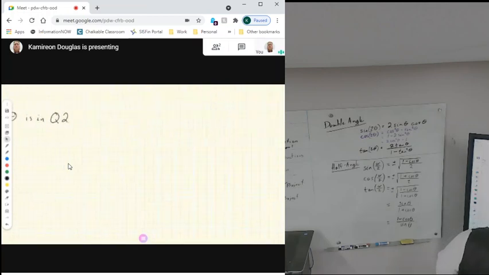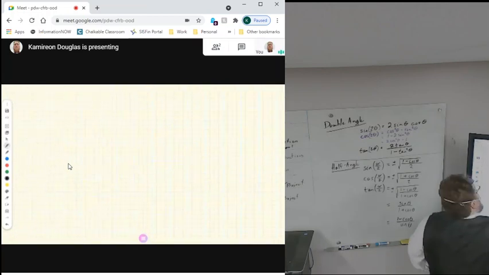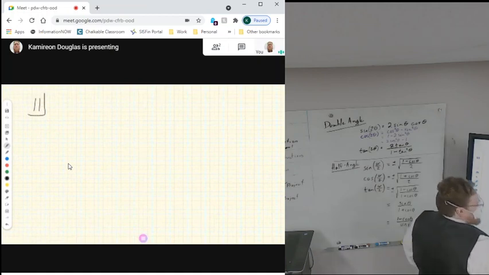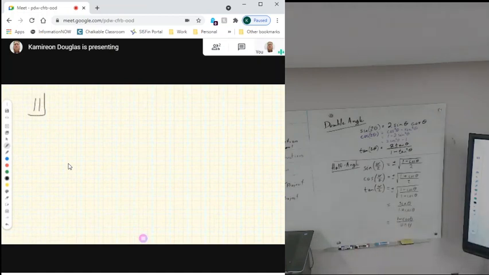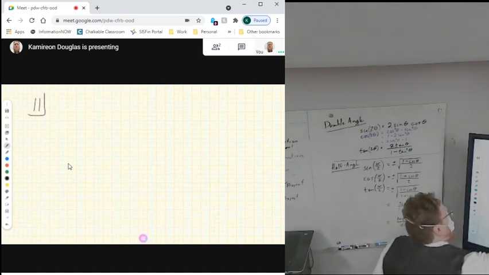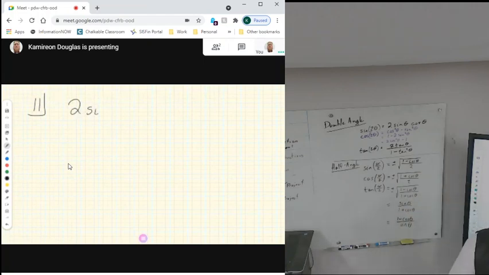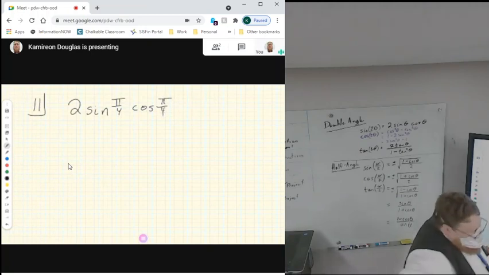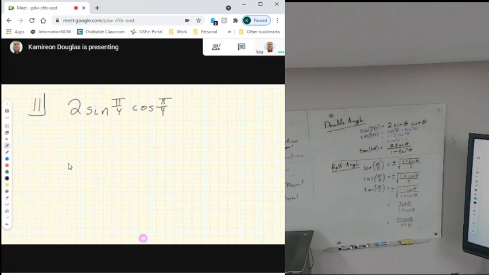We go here. Okay, number 11. It says simplify the expression. Let's put it on the board. It says 2 sine pi over 4 cosine pi over 4. The goal here is to simplify without the advent of a calculator.